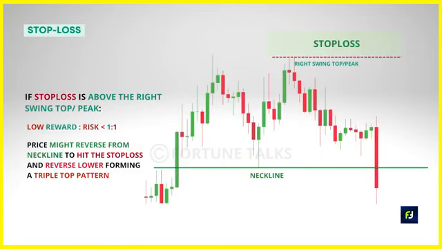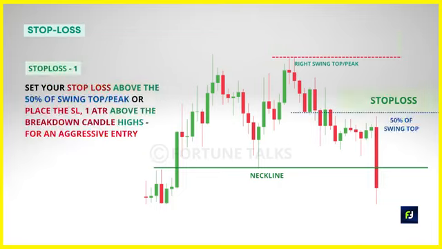But there is a small twist. Number one, if we do this, the stop loss can be too large and so the reward to risk will be very low. Secondly, the market can move up to the top of the resistance level and then reverse lower after hitting your stop loss, just to form a triple top pattern and then move lower, completing the pattern, which can be really frustrating. So what I recommend is to either place your stop loss at 50% level between the swing top and the neckline, or if this distance is too large, then set your stop loss with an adequate buffer using the ATR indicator just above the breakdown candle high. This could be your stop loss.